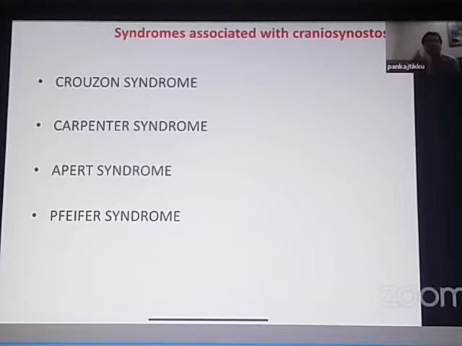So 4 syndromes which are associated with craniosynostosis, where craniosynostosis is one of the features: Crouzon syndrome, Carpenter syndrome, Apert syndrome, Pfeiffer syndrome. It has been frequently asked in the exams, which of the following is a syndrome associated with craniosynostosis, or which of the following syndromes is not associated with craniosynostosis. So you should know which are associated.